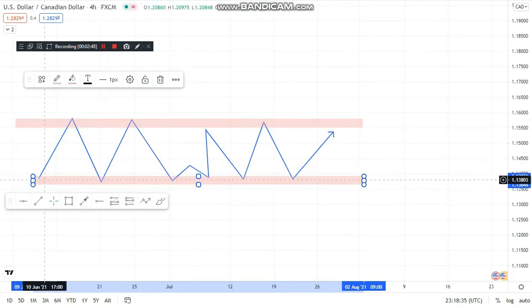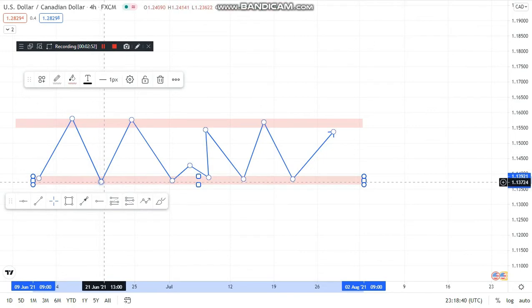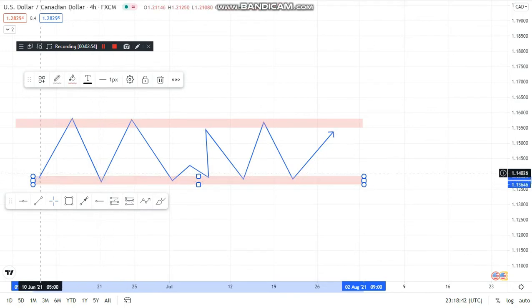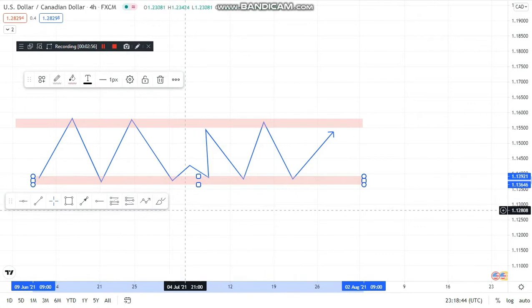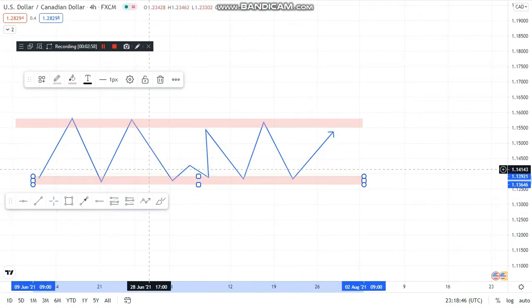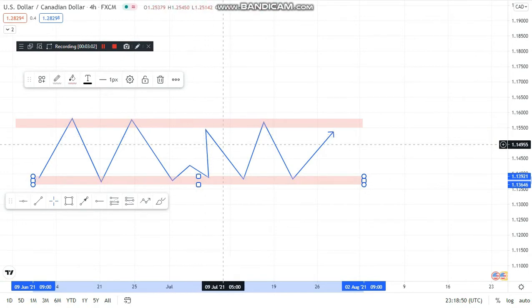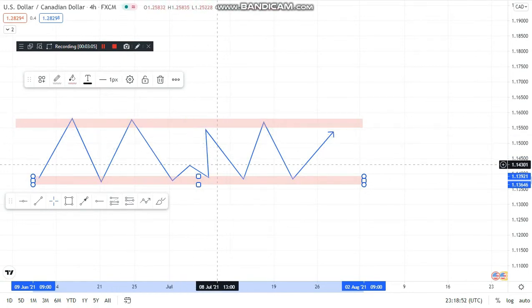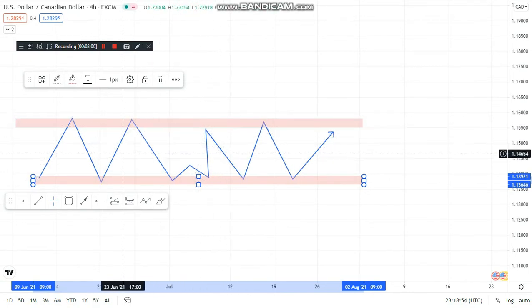Same thing goes for support. If you have the first touch and second touch, you can now say yes, this is a valid support. So what we have to do is wait for the market to come back to the support zone or the resistance zone, as the case may be. Do not take your trade. Okay.